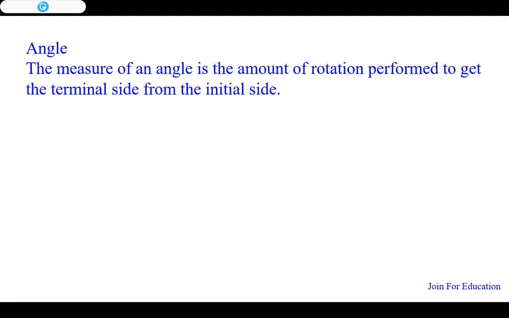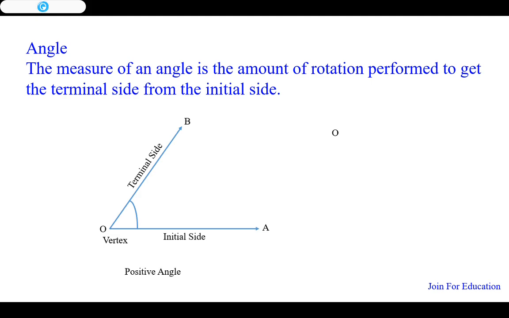The measure of an angle is the amount of rotation performed to get the terminal side from the initial side. O is the vertex, OA is the initial side, OB is the terminal side, AOB is the positive angle. O is the vertex, OA is the initial side, OB is the terminal side, AOB is the negative angle.